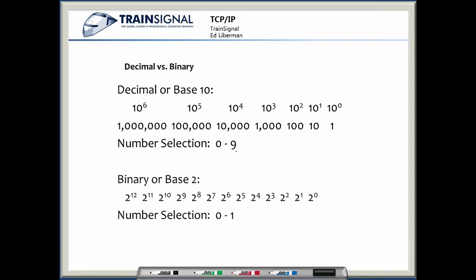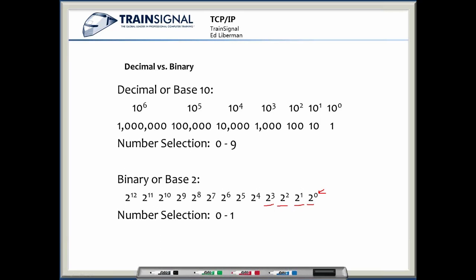If we want to deal with binary, or what's also known as base 2, well, then we do the same thing. We start out with our base of 2, and we say to the 0 power, and anything to the 0 power is a 1. 2 to the 1st, which would be 2. 2 squared, which would be 2 times 2, which is 4. 2 cubed, which is 2 times 2 times 2, which is 8.